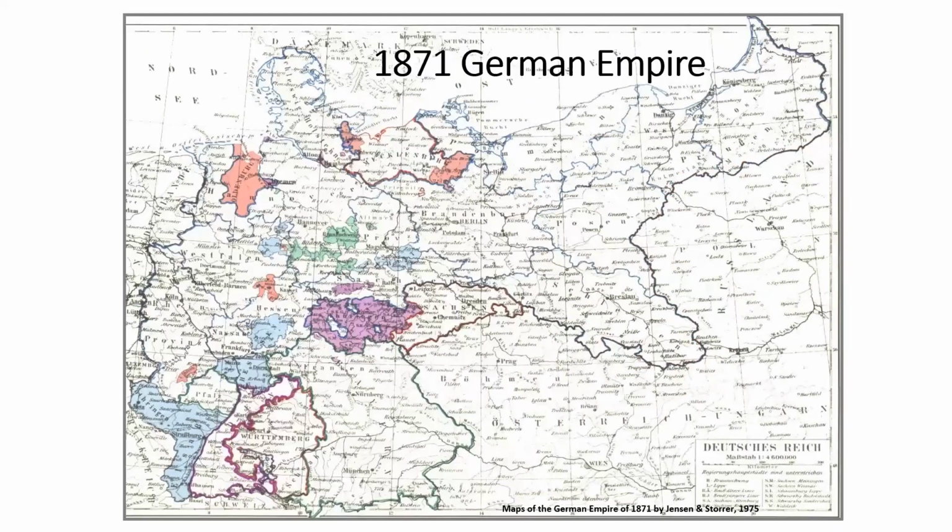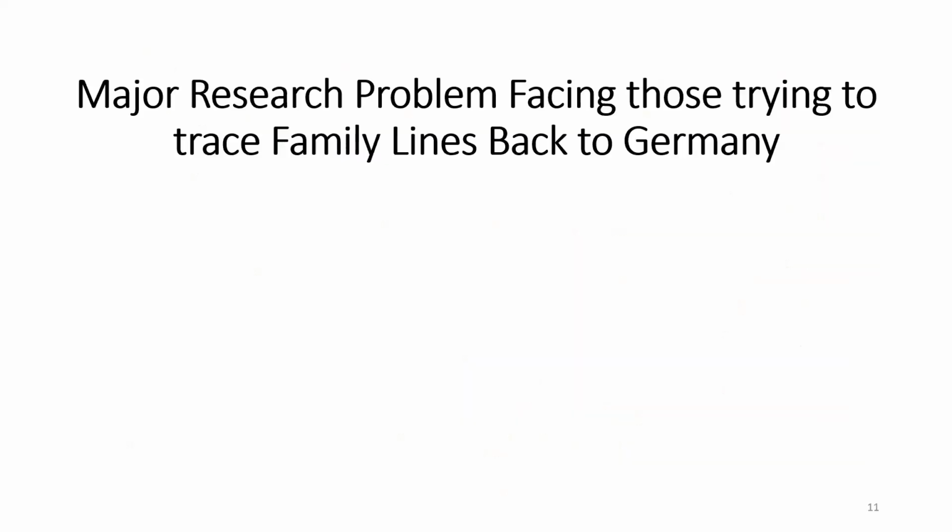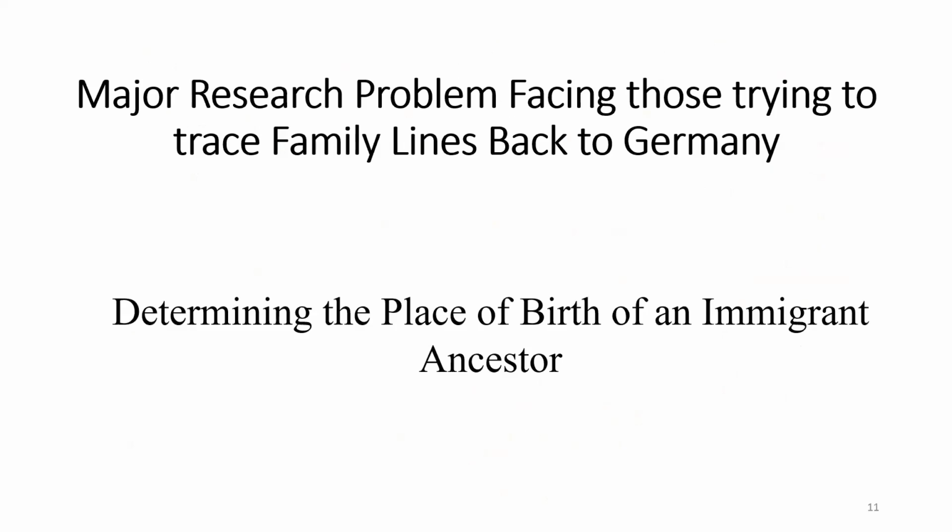This map shows the German Empire of 1871 that lasted until the end of World War I. It was an empire made up of different kingdoms and duchies and principalities, ruled by kings, dukes, and princes. A major problem facing those trying to trace lines back to Germany has to do with determining the place of birth of an immigrant ancestor.